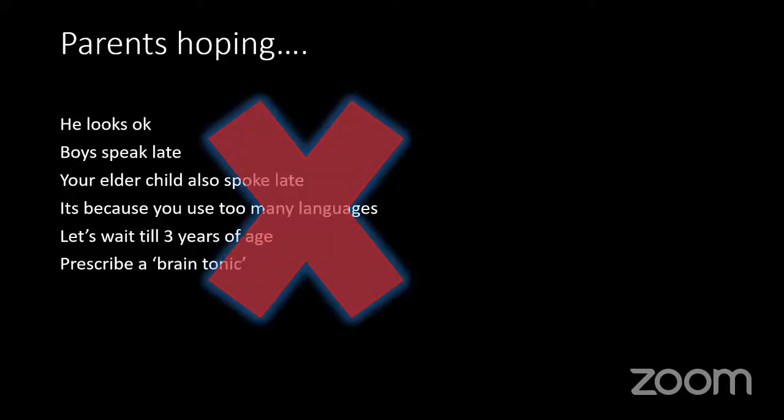What they're also hoping you will say is, you are using too many languages, or they feel the child is only 2 years of age, let's wait till 3 years of age. Or more commonly, they might want you to prescribe some brain tonic to accelerate his speech development. And this is what we are not going to do. Because once you've said this, parents are going to go back thinking all is well. And for the next 6 months, they are not going to worry about the child's speech at all.